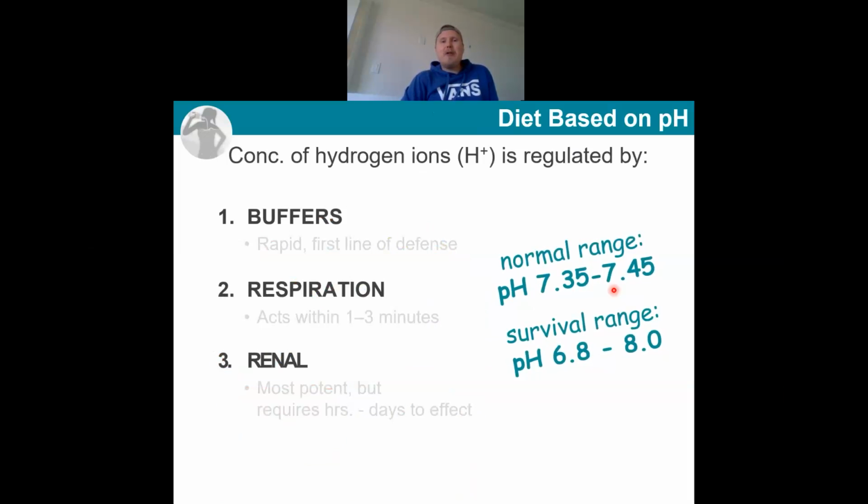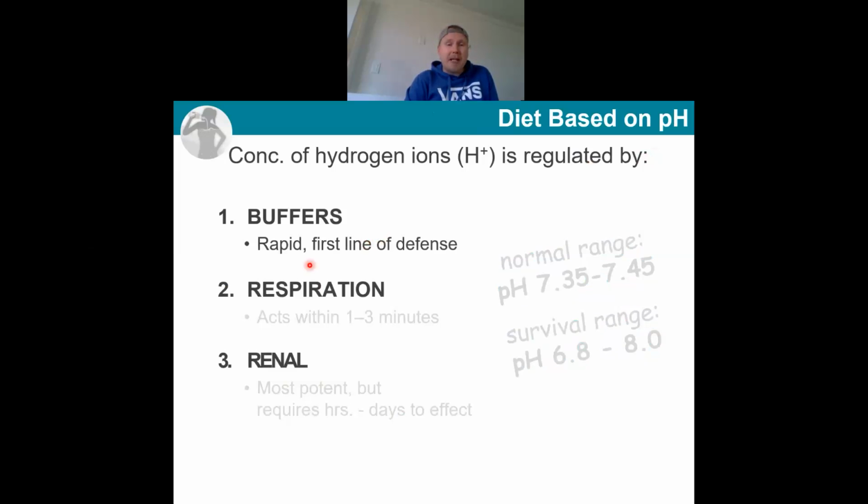So how does your body keep this pH within such a narrow range? Well, there's three mechanisms that we're going to be looking at to regulate the hydrogen ion concentration in your body. They are buffers, respiration, and renal mechanism. And we're going to start with the buffers.